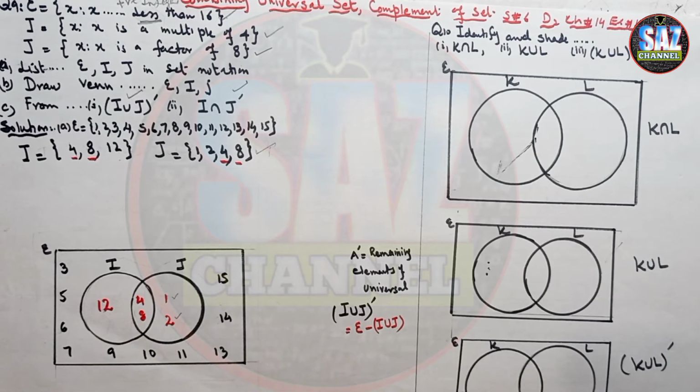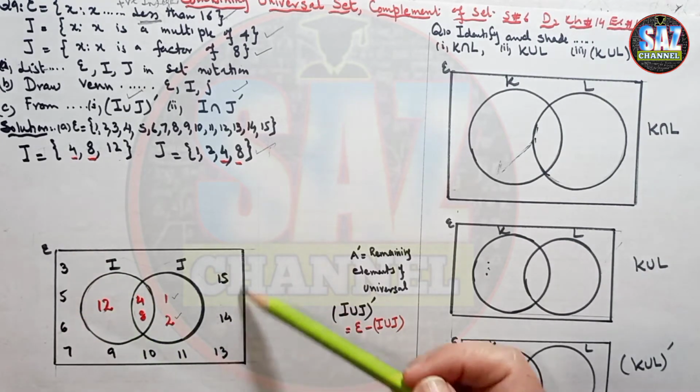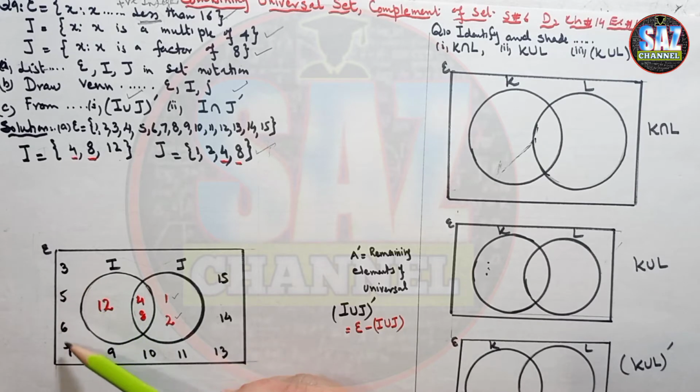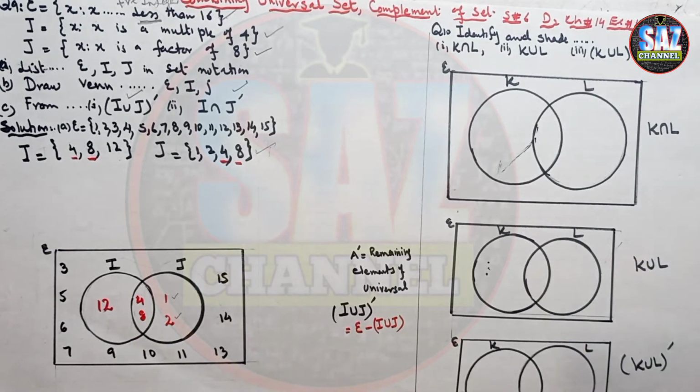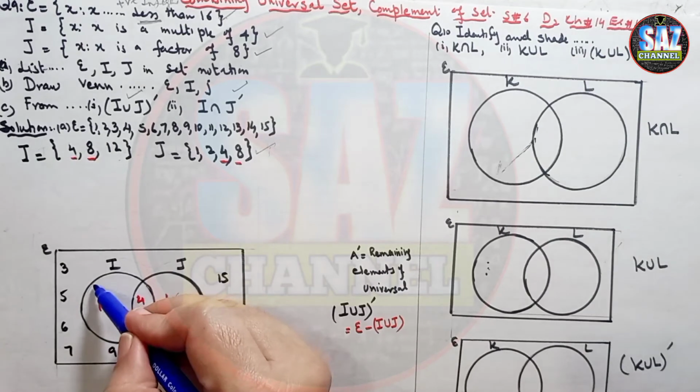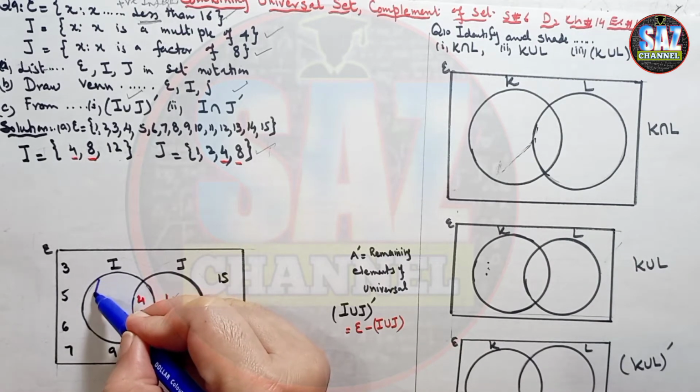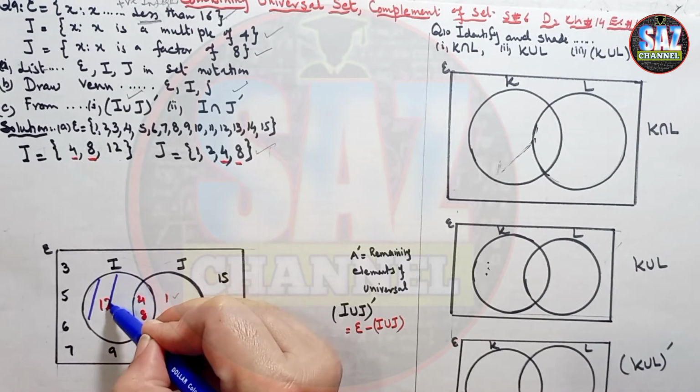So it means my answer will be coming at what place? That will be the remaining elements of universal. So the answer region will be the portion of universal which is outside these two circles. So let me shade the sets I union j. This is the shading for I union j.